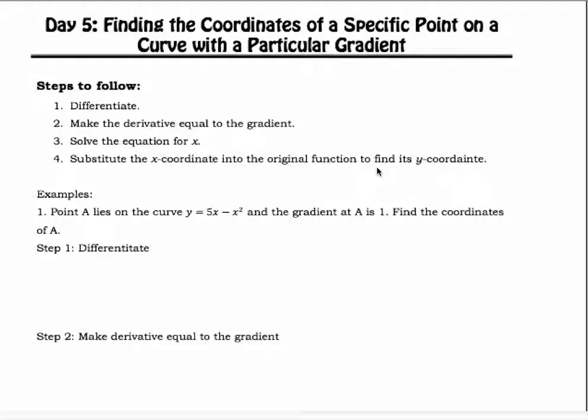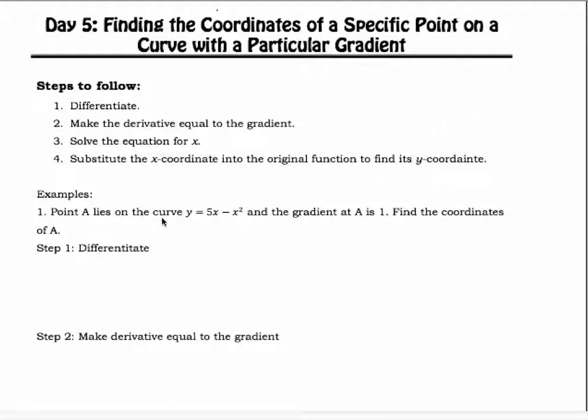Hello, this is Mr. Collier, and today we're finding points on a curve given the gradient or given the derivative. So we're kind of working backwards today. Here are some steps to follow. We're going to differentiate. We're going to make the derivative equal to the gradient, solve for x, and then we have to substitute into the original function and find the y-coordinates. So we have the coordinates of the point.